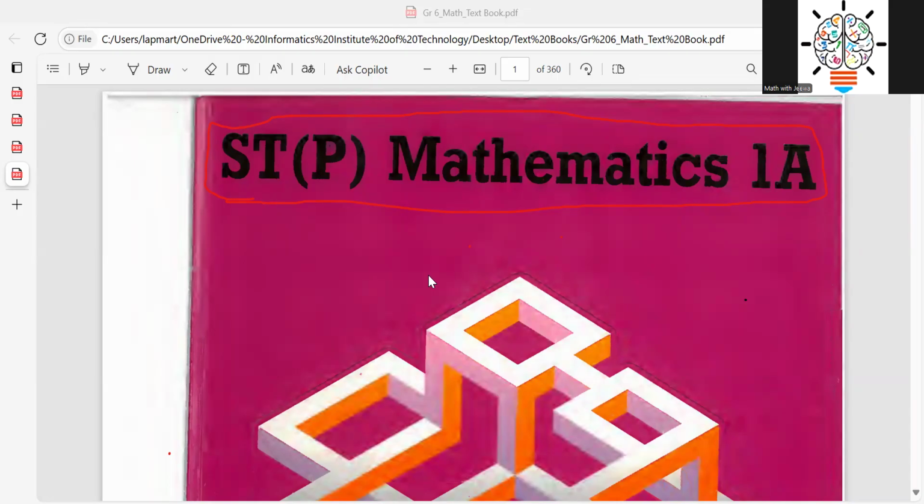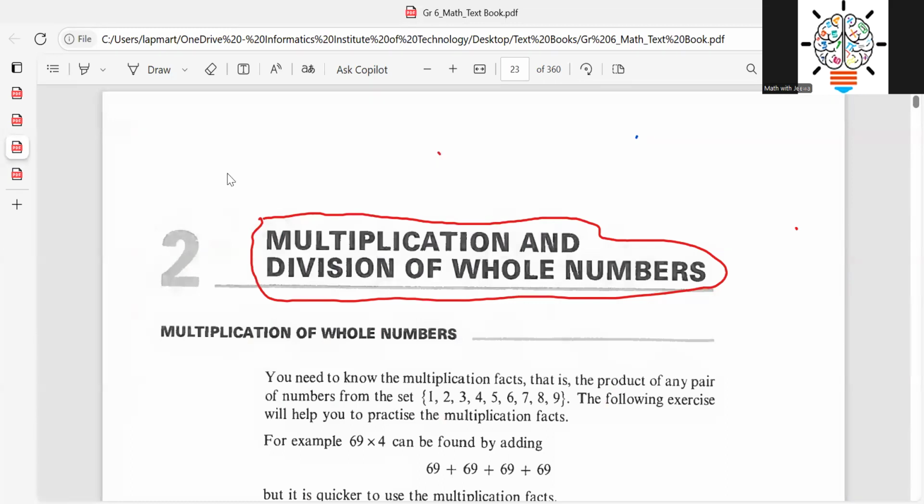Okay, so by now you know with the 10 videos, the 10 lessons, we have completed Unit 1. And the previous day, we had the Unit Test 1 discussion. And today we are supposed to start with Unit 2, that is multiplication and division of whole numbers.